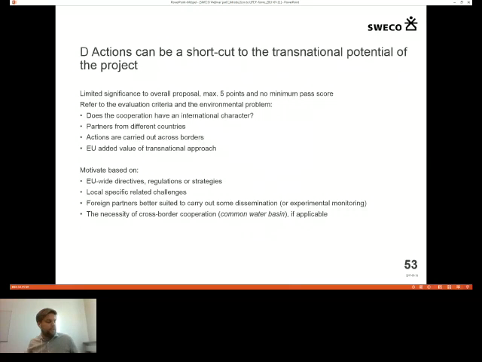Also, yes, some of you, I know, we were discussing it already on Tuesday, the transnationality potential of the project. As I said from the beginning, if you open the evaluation guide, page 15, you see that there is no minimum pass score for transnationality. That means it's not that important. You can get a maximum of 5 points if you write something nice about green procurement also.